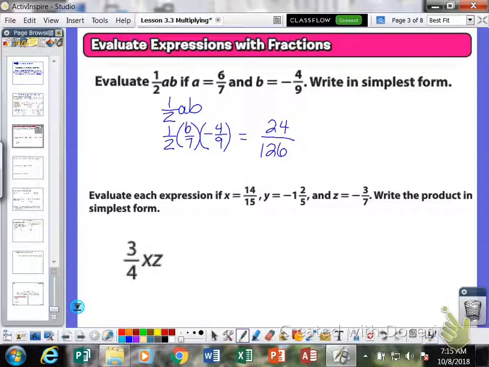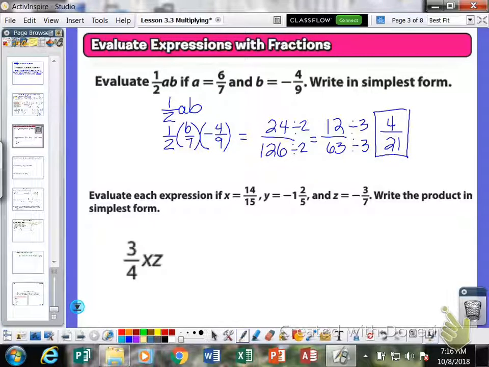Let's see here. I know these are both divisible by 2. So I get 12 over 63. You can divide that by 3 again. That's going to give me 4 over 21 as my final answer. And it's actually going to be -4 over 21 because of that negative right there.